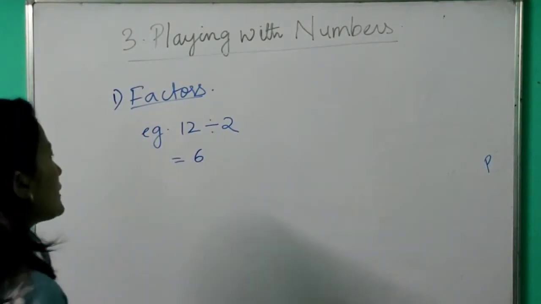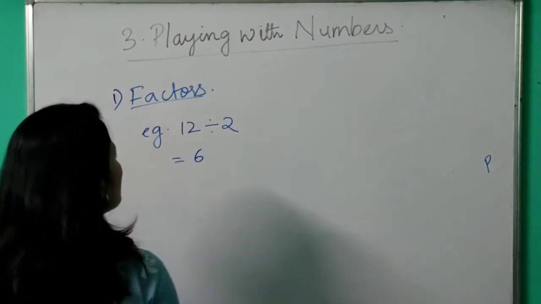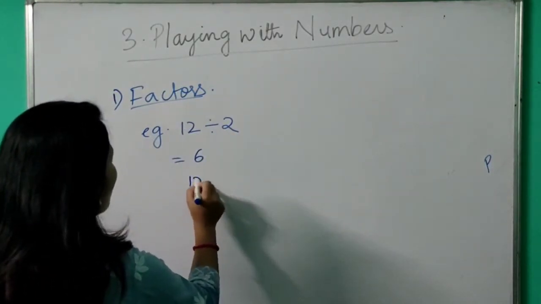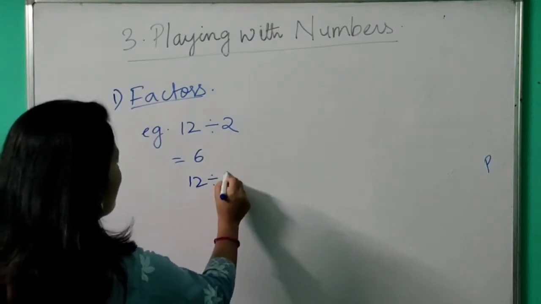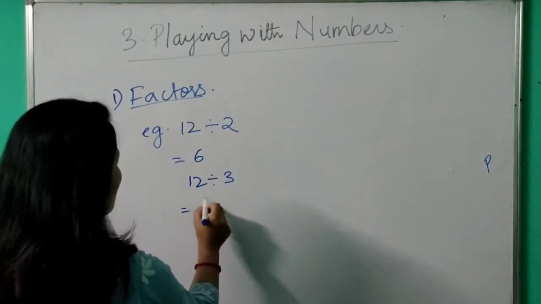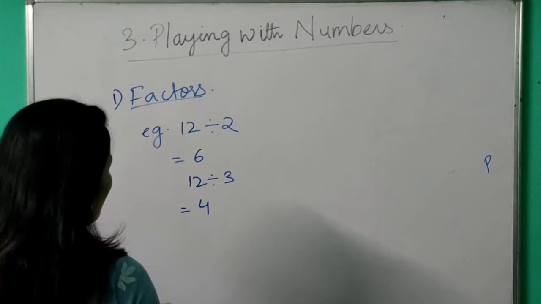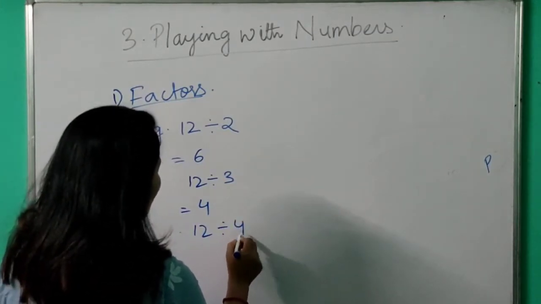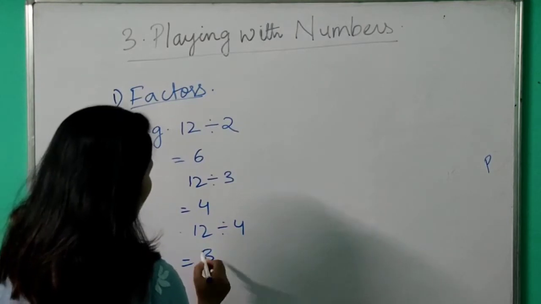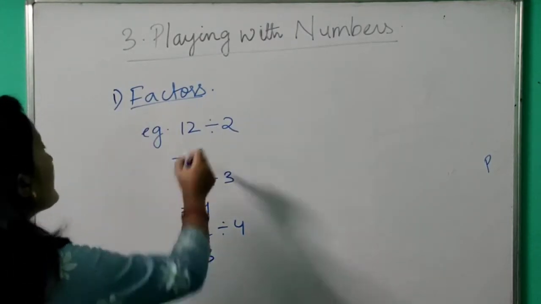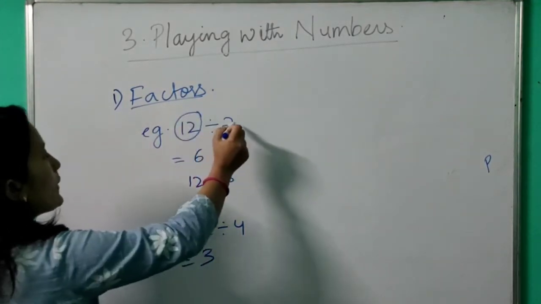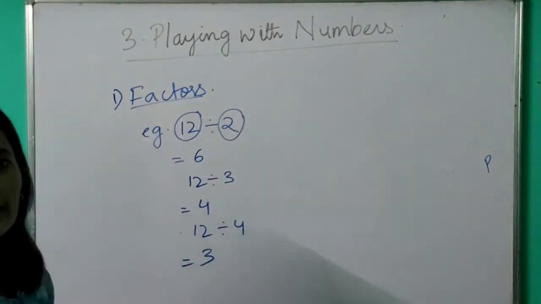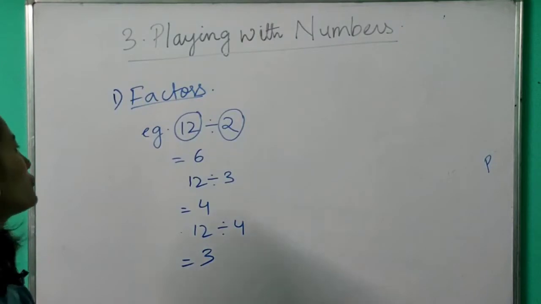So you can see here that 2 can completely divide 12. Similarly, 12 can also be divided completely by 3, that is 3 fours are 12. Similarly, 12 can also be completely divided by 4, that means 4 threes are 12. So you see here that the bigger number is completely divided by the smaller number without leaving any remainder, that is referred to as a factor.